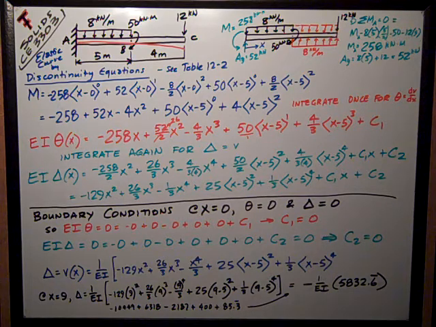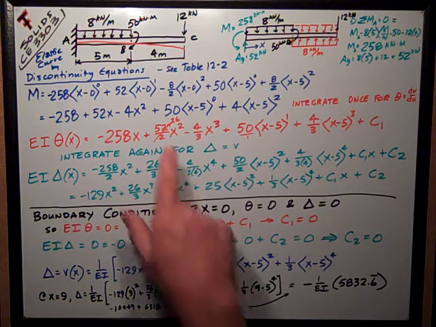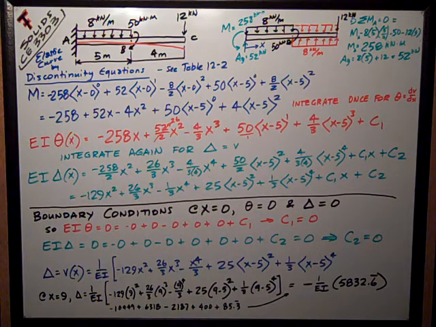And we're going to use the discontinuity equations, which are these bracketed equations from table 12.2 in the book. We're going to use the book sign convention in the development of that.